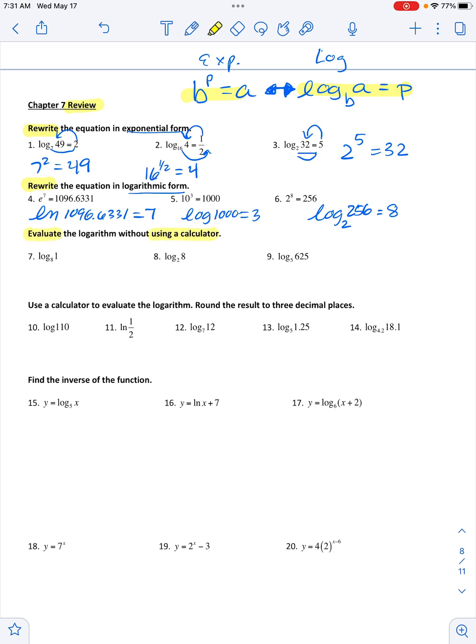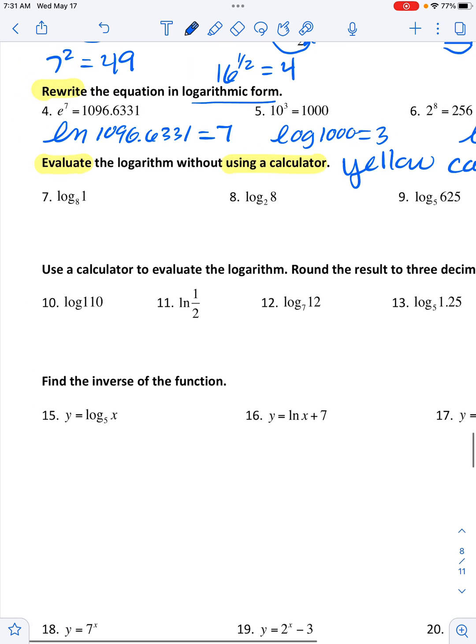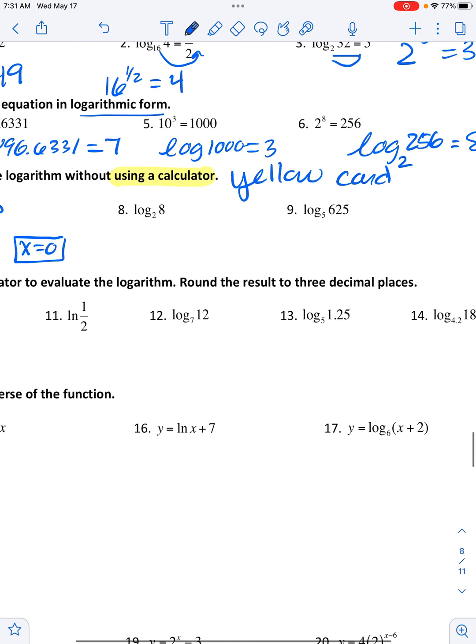Evaluate without using your calculator is going to be the yellow card. And so here, you think of it as an exponent. This is asking 8, because that's the base, to what power equals 1? Because we don't have equals power here. It doesn't tell us. So you look, and then you think, okay, well, the power you would need to get a 1 would be 0, because anything to the 0 power is 1.